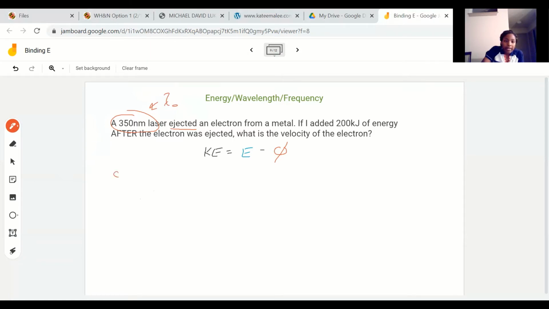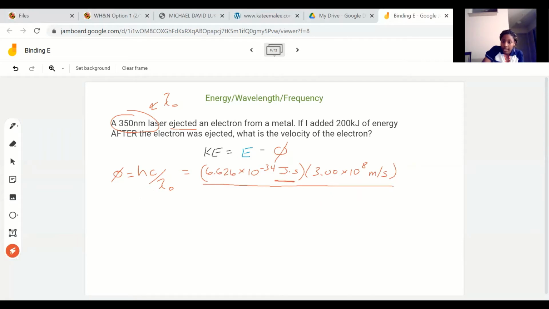So in this case, for my binding energy, I'm going to use the formula hc over threshold wavelength. So in this case, that means I have 6.626 times 10 to the negative 34 joules times seconds, times 3.00 times 10 to the 8th meters per second, over my threshold wavelength.